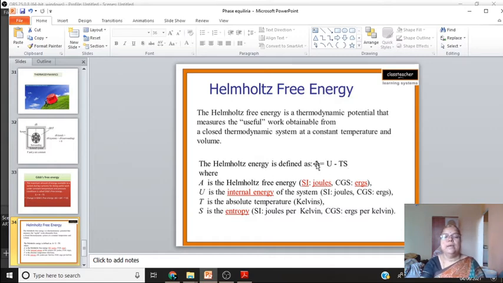This A, the Helmholtz free energy, has SI unit joules and CGS unit erg. In your textbook, the internal energy is denoted by capital E, and here it is denoted by U, and it also has unit joules and CGS unit erg. T is the absolute temperature, expressed in Kelvin. S is the entropy, with unit joules per Kelvin.